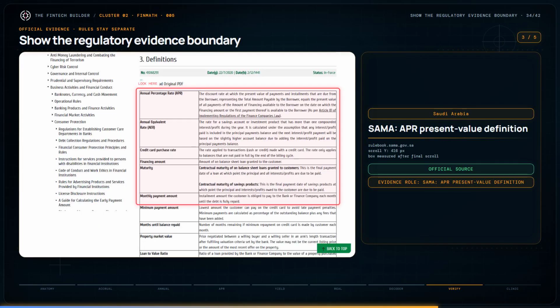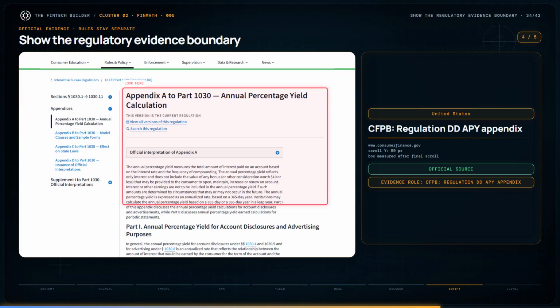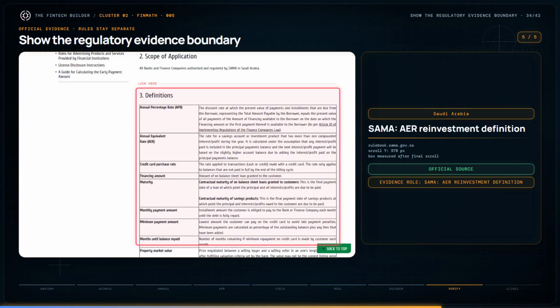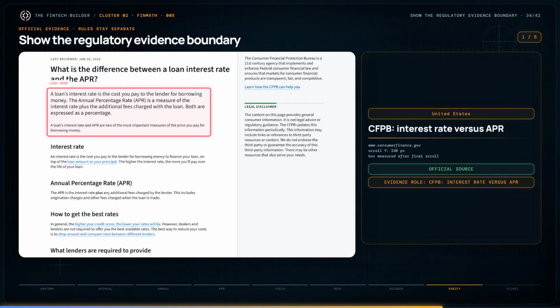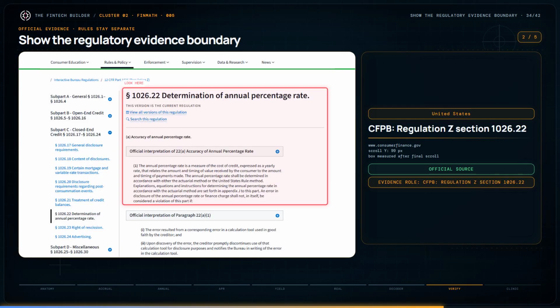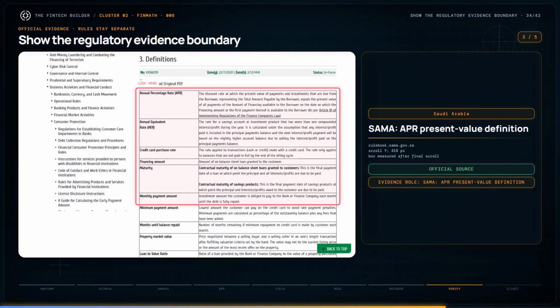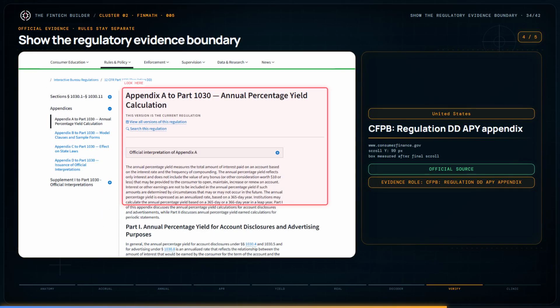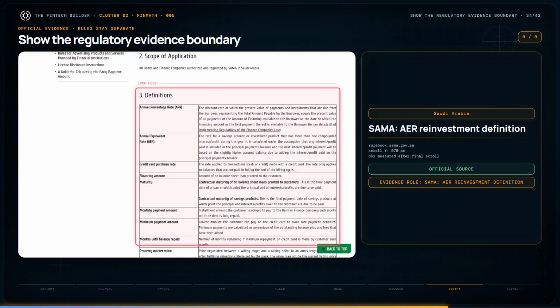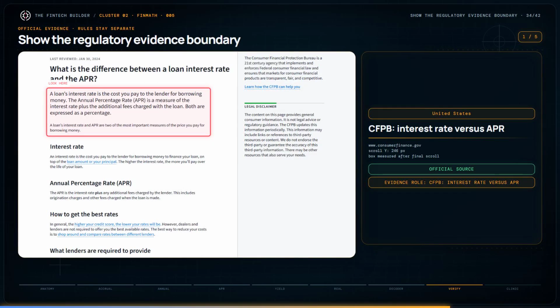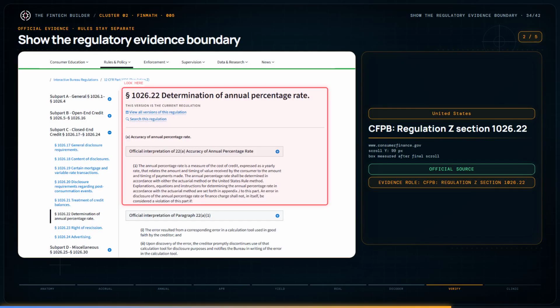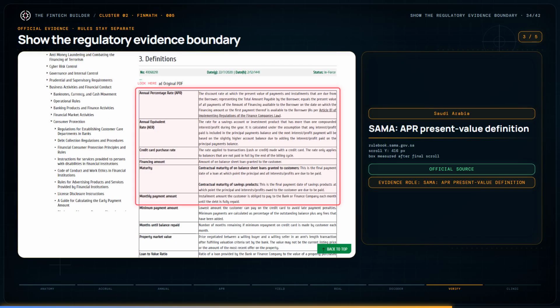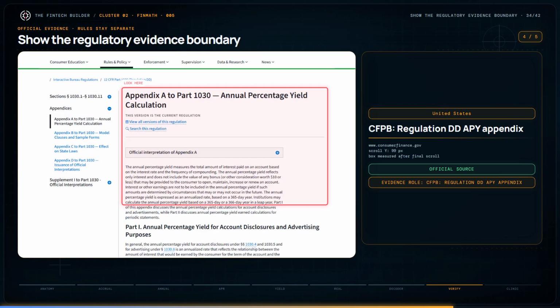Regulatory labels require regulatory sources. For APRs, show current official CFPB and SAMA definitions. For APY, show the current regulation DD appendix. For AER, show the current SAMA savings rate definition. For inflation, use the official CPI explanation only to define an average consumer price measure, not to claim it matches every viewer's personal expenses. This sourcing boundary keeps mathematics, disclosure law, and personal interpretation from becoming one blurred claim.